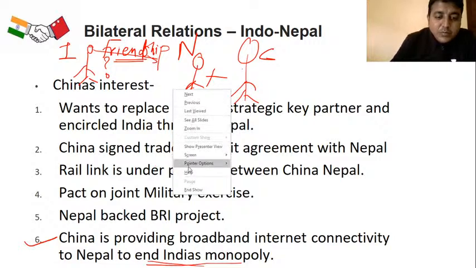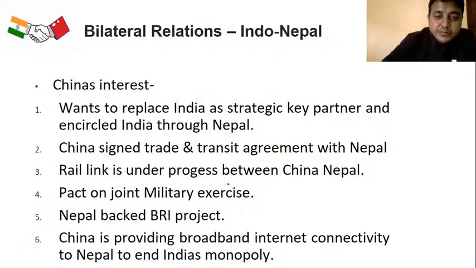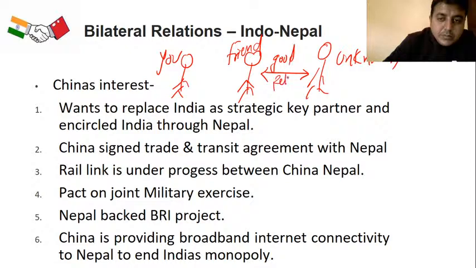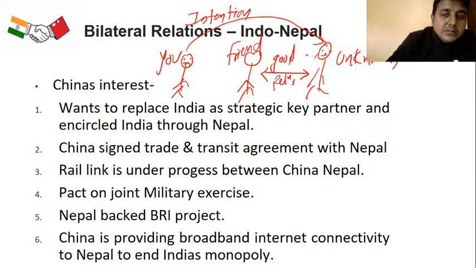let me explain with the help of a normal example so that it will be clear for you. Here is you, here is your friend, and here is some unknown person. They start developing good relations with each other, but you are unhappy with it. And why are you unhappy? Because you know the intention of this person. This person is shrewd, cunning. So do you really think you are going to allow your friend to maintain this relationship?